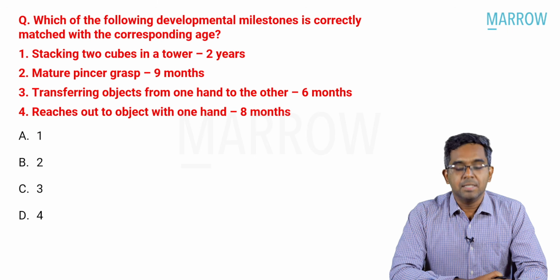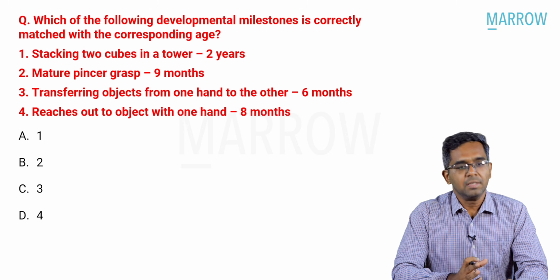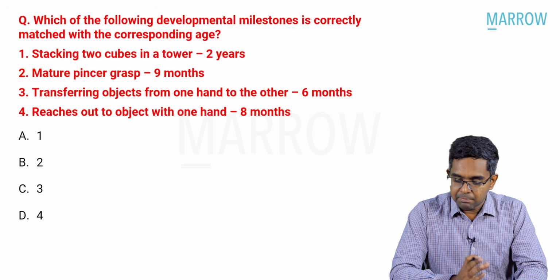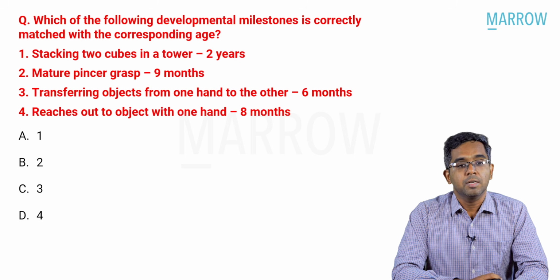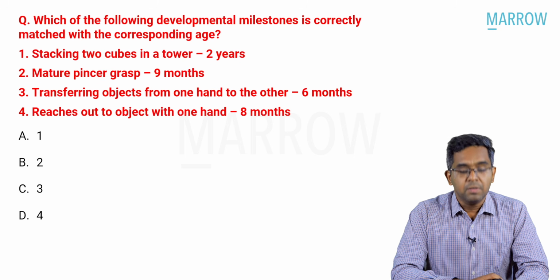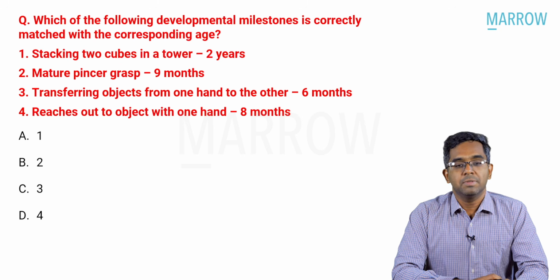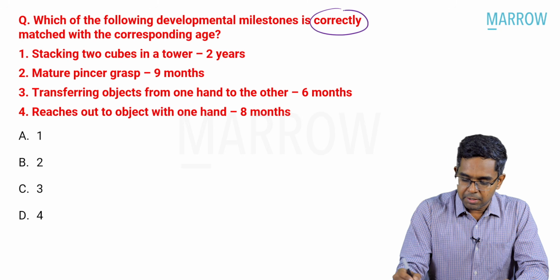The first question is developmental milestone. Always an expected question, right? And this time also it came in the exam. Which of these milestones is correctly matched with the corresponding age? Stacking 2 cubes in a tower 2 years, mature pincer grasp at 9 months, transferring the object from one hand to another hand by 6 months, reaching out to the object with one hand by the age of 8 months. We have to find which is the correctly matched statement.